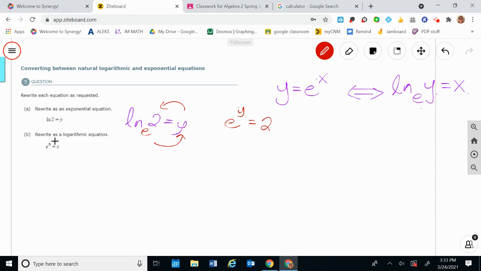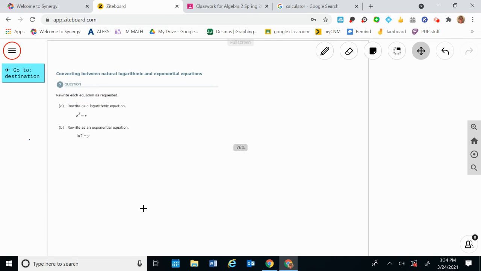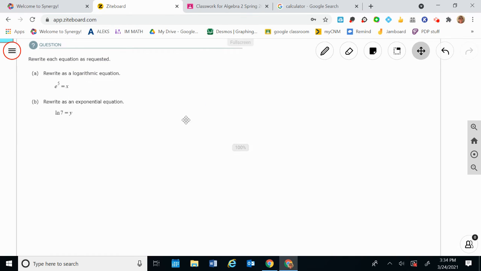Okay. This one backwards. ln, and you don't have to put e because we know it's e. Okay, ln, put it if you need to, of x equals 6. Exponent always goes on the right-hand side. If you want to pause and try your own on this one, go ahead, pause. I'm going to give you the answers. Okay, let's see.